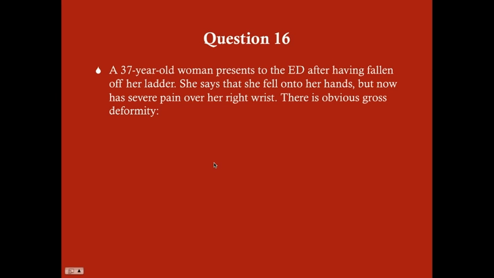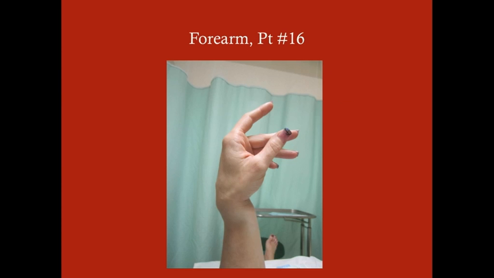Okay. Question 16. A 37-year-old woman presents to the ED after having fallen off her ladder. She says that she fell on her hands, but now has severe pain over her right wrist. There is obvious gross deformity. Here you go. This is her wrist. I don't know if that's nail polish or what on her nails. Don't worry about that. So here's the deformity here.